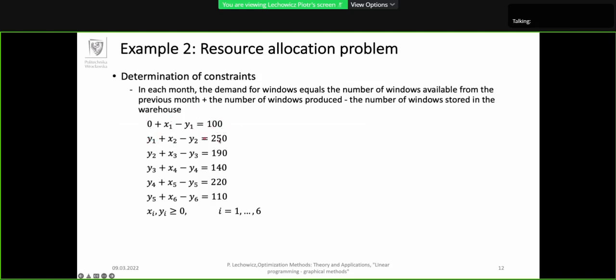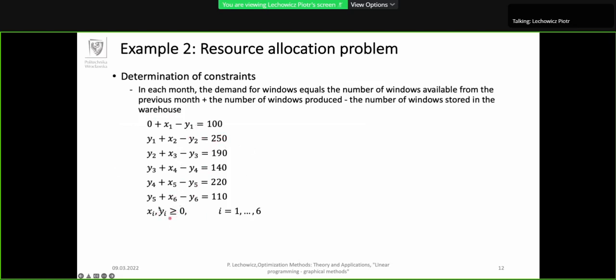In the second month, we add the number of windows which are held in the warehouse from the previous month, plus the number of windows which we produced in this month, minus the number of windows which we will store in the warehouse. And it should be equal to the number of required units which we have to deliver. And this repeats for all the months. So these are our constraints.